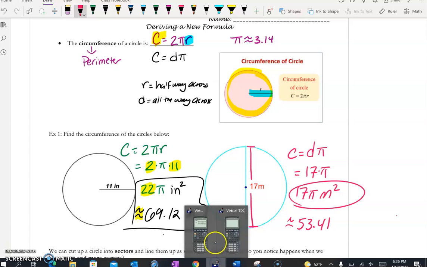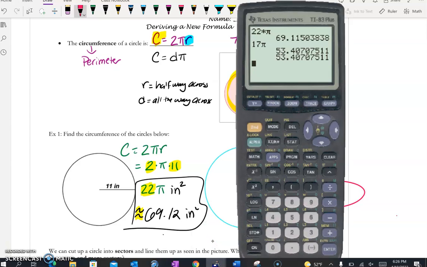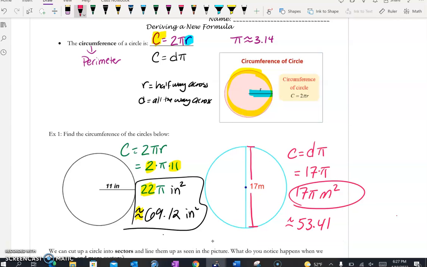Right, notice right there I am rounding. So 53.407, the 0 is going to be rounded up to a 1 because the 7 is 5 or bigger if I'm doing 2 decimal places. So there are 2 answer options below.